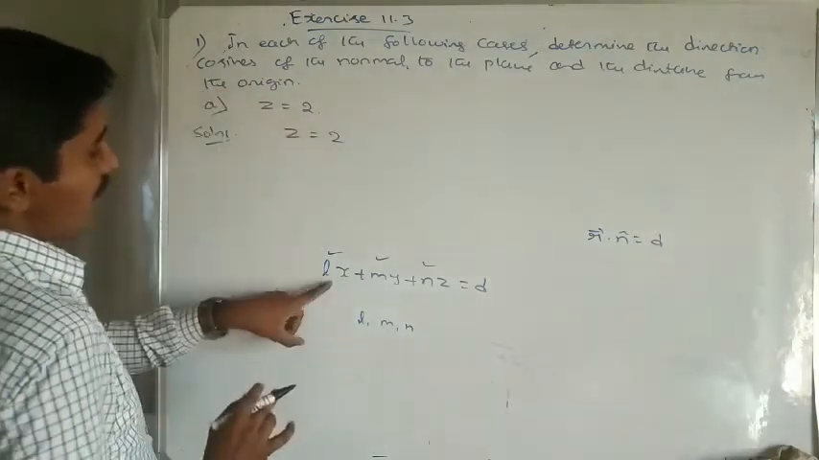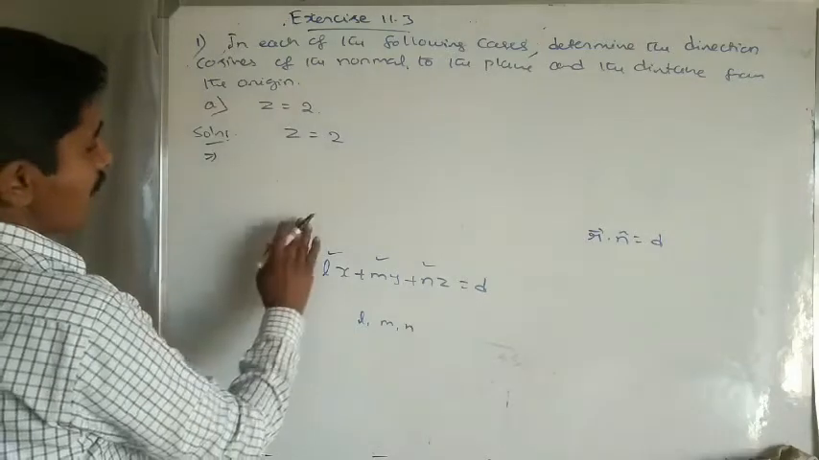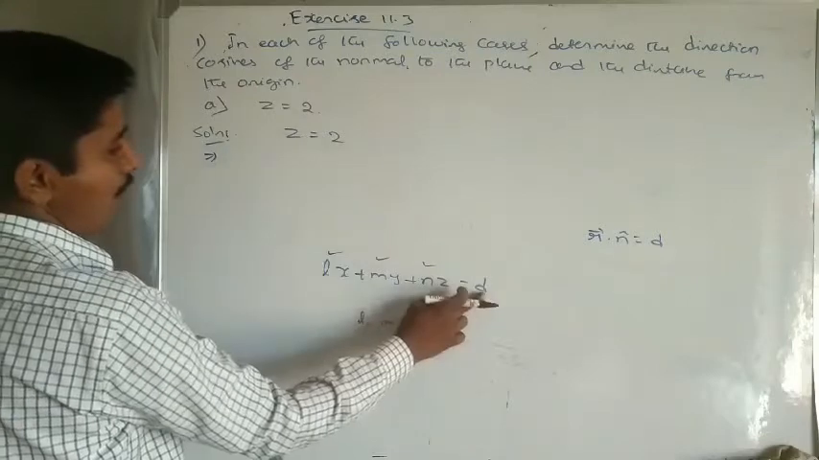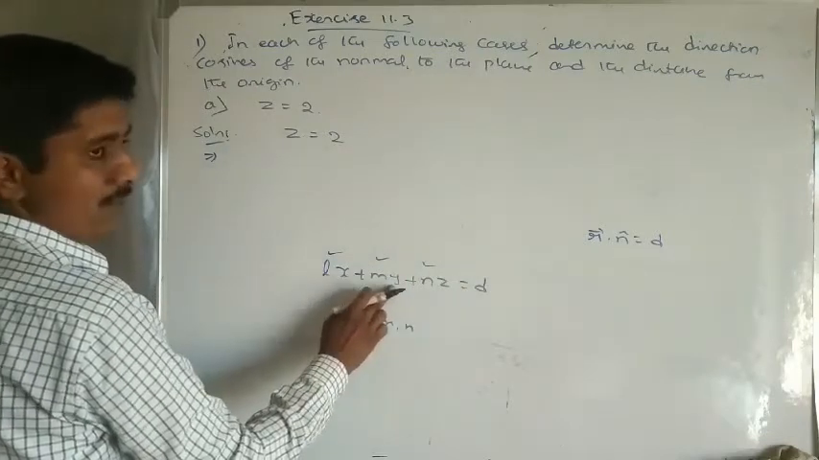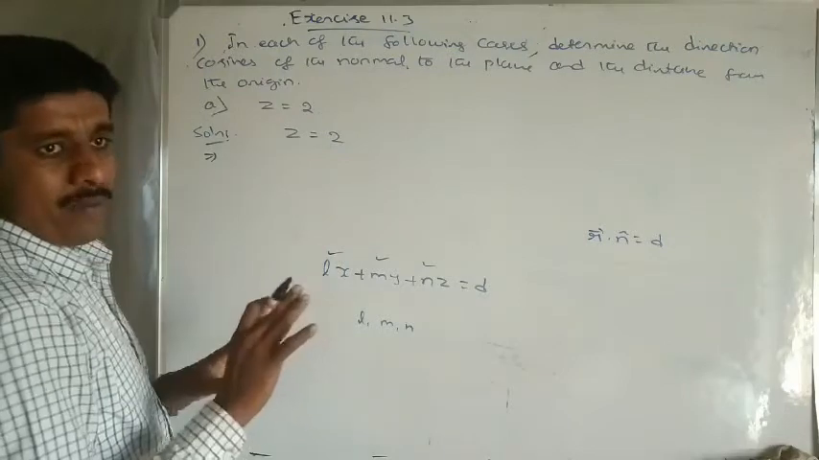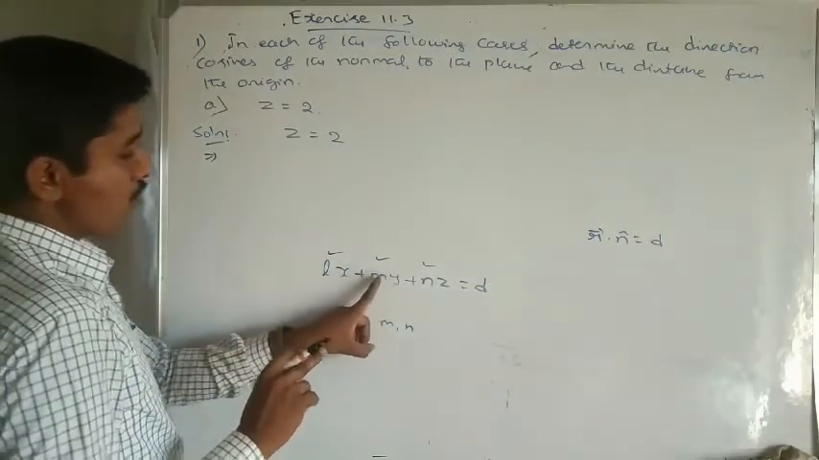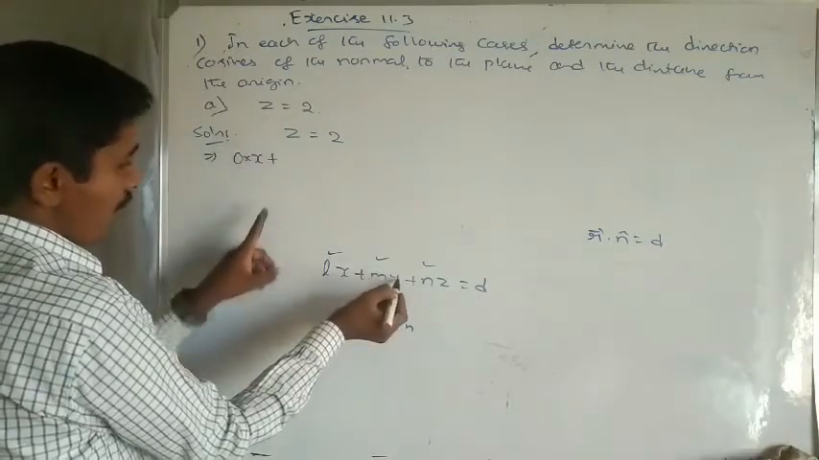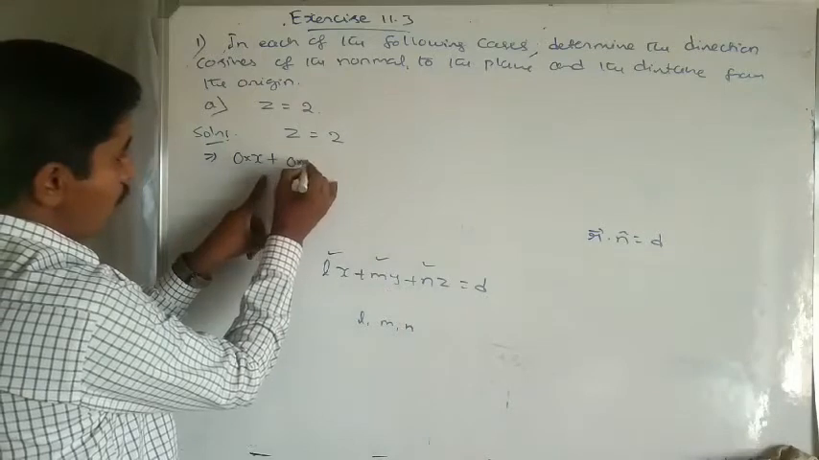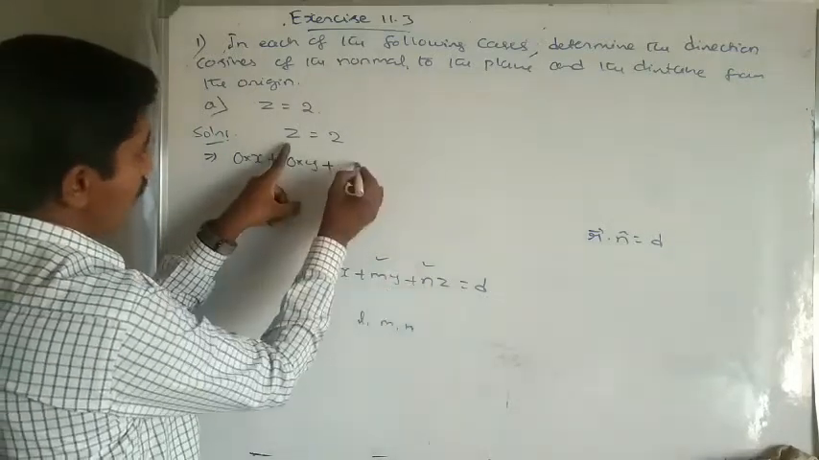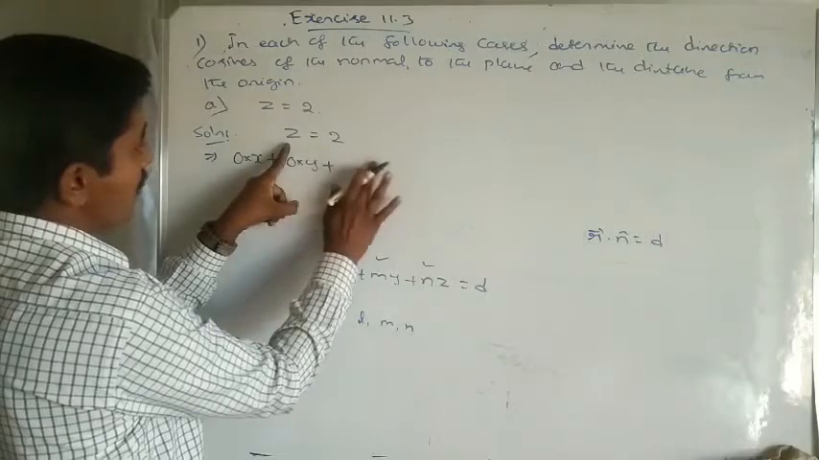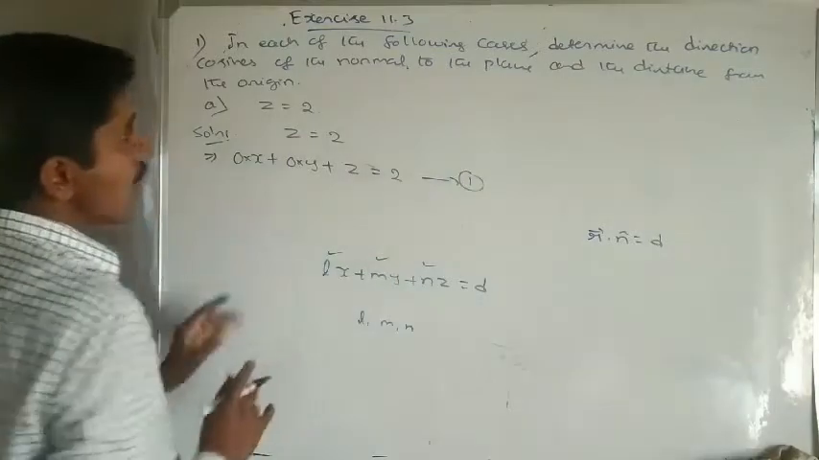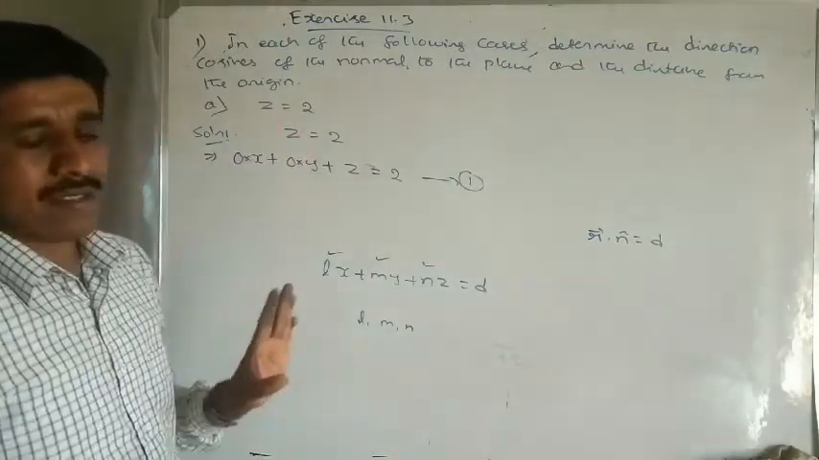I am going to express this in the form Lx plus My plus Nz. Here we have only z on the left side, and the d value 2 on the right side. We don't have x and y terms on the left side, so they can be taken as 0. The x coefficient is 0, the y coefficient is 0. Therefore I am writing 0 into x plus 0 into y plus z, where the z coefficient is 1, is equal to the right-hand side 2. Call this equation 1. We have to find the direction cosines of the plane.